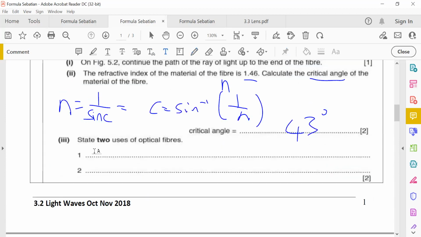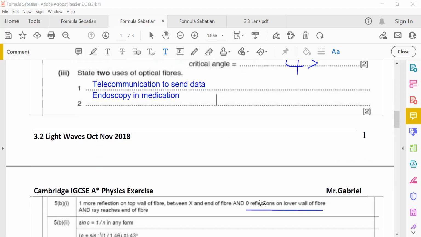The main usages of optical fibers will always be telecommunication to send data, and also endoscopy in medicine. Okay, these are your standard answers and your standard questions here. As mentioned last week, guys, I think everyone should know this. If they don't, then it's GG.